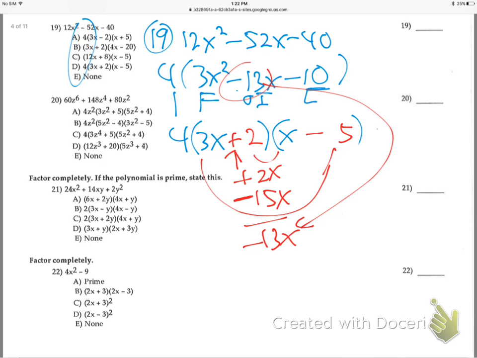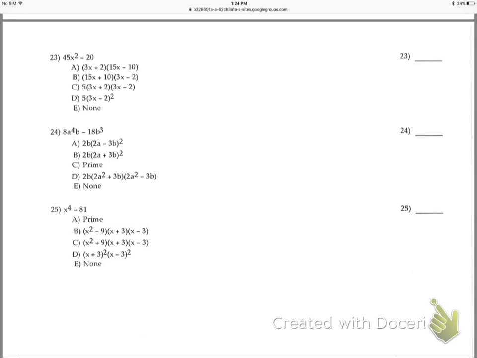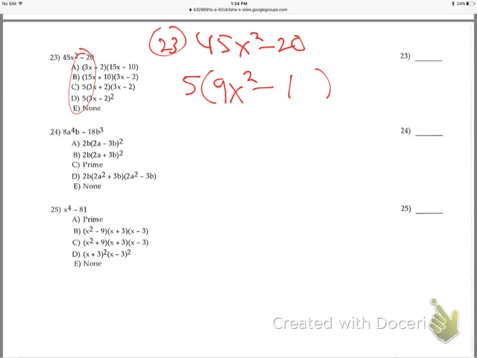All right, FOIL factoring. We're running out of time. Let's see, there's just more and more and more of these FOIL factoring problems. So I'm skipping a couple. All right, so 23. 45x squared minus 20. Look over here for GCFs. What do you see? What did they take out? 5. So take out the 5, 1 big parenthesis, leaves 9x squared minus 4.